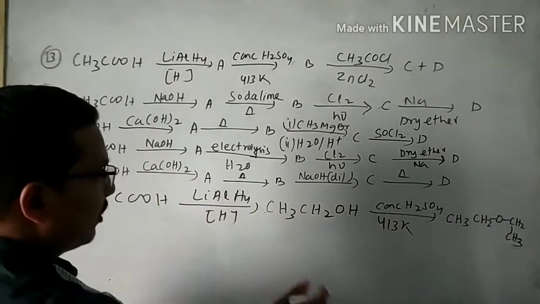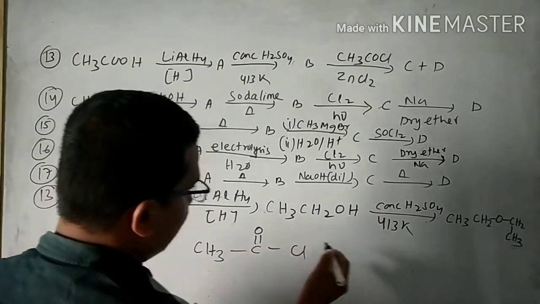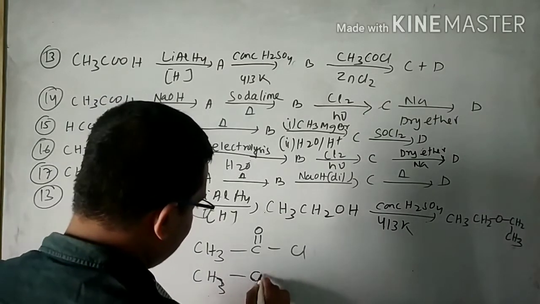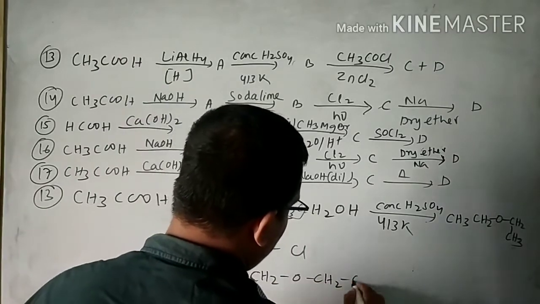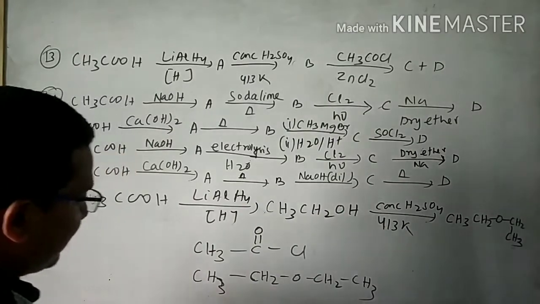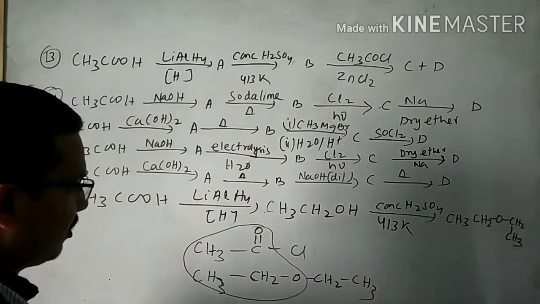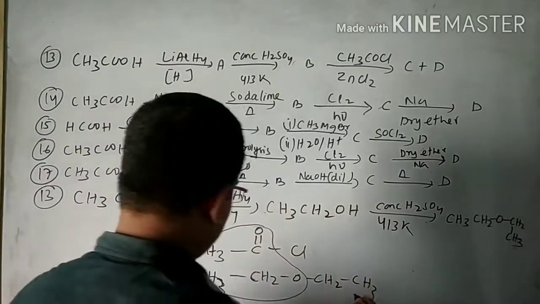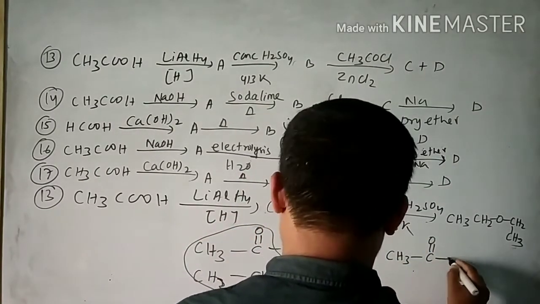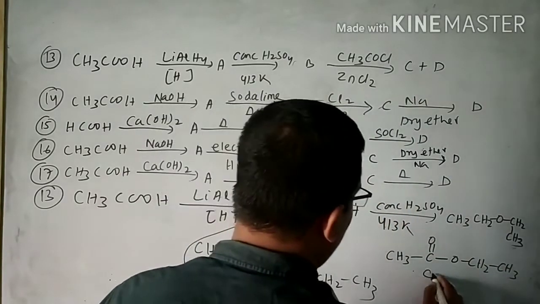This ether molecule is subjected to reaction with the acid chloride CH3COCl in the presence of ZnCl2. This is your ether molecule. This is your acid chloride. Here, what happens? We are able to form an ester, and another product is ethyl chloride. The ester is CH3 C double bond O CH2 CH3. That is said to be product C.